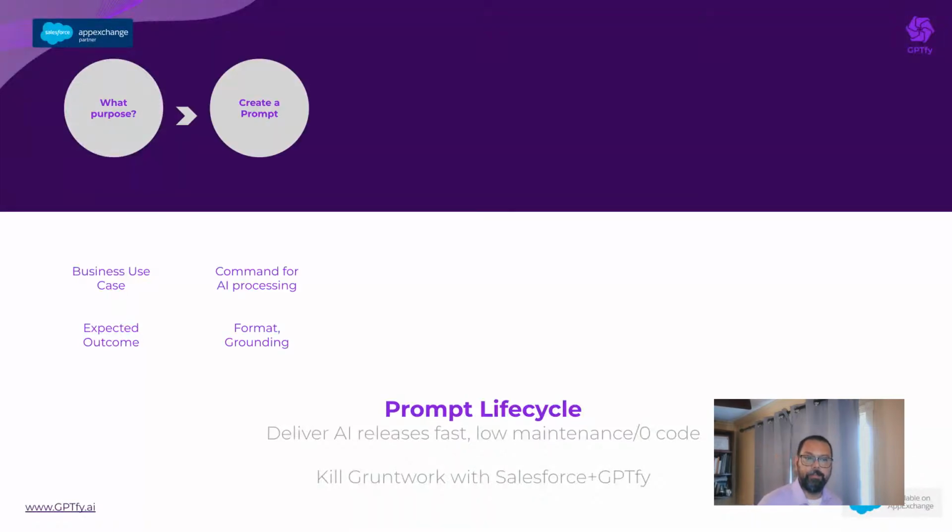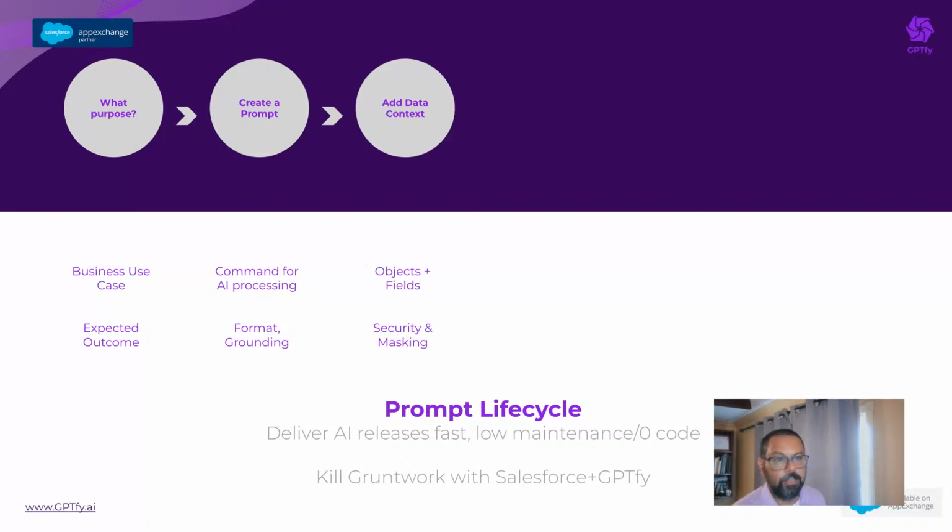Once you identify a business use case, then you can think about the prompt aspect of it, right? What is the sort of command for AI processing? What's the format of output we are expecting from AI? Do we need to do grounding around it? Things like that. And this is what our area of focus primarily is going to be today as we dive into it. The third part of this is what data do we have that actually aligns well with that prompt and to that purpose. They may be in standard object, custom object, managed package objects. They may be in standard or custom fields, all of that information.